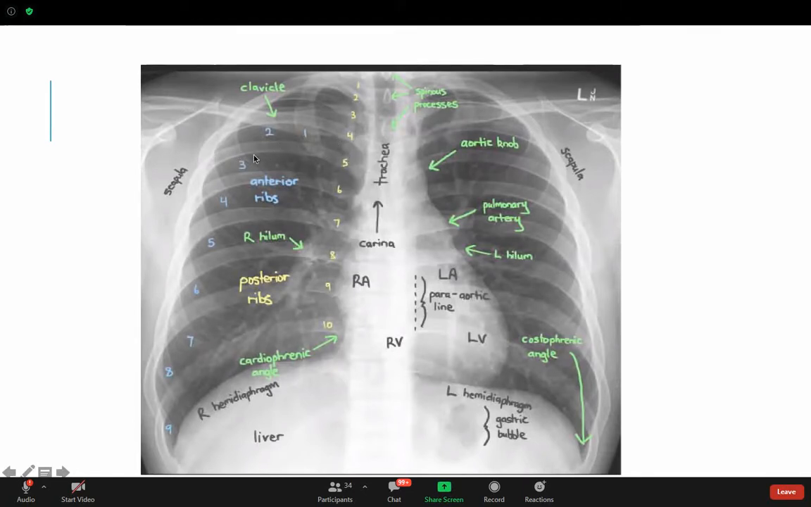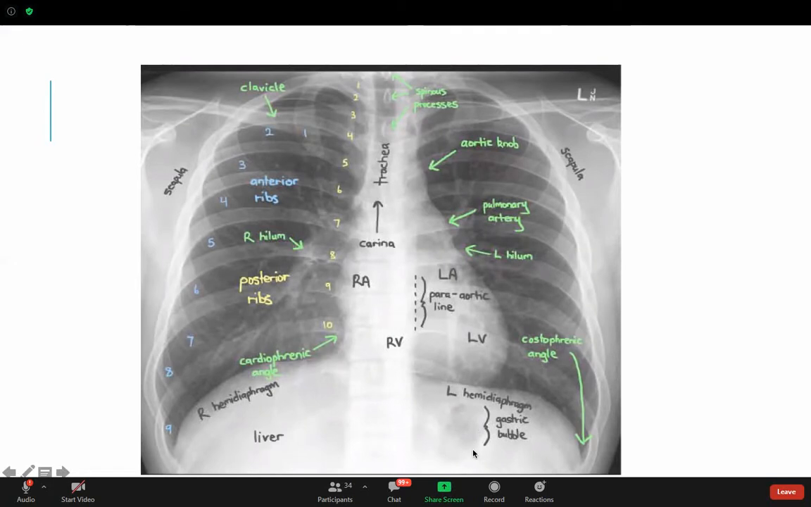These are the posterior ribs, and the ones coming to the side are the anterior ribs. This is the hilum area, left and right. This is the pulmonary artery area. This is the carina, which is where the trachea goes to the main bronchus, right and left. Left ventricle, right ventricle. This is the diaphragm, the right, and this is the left.